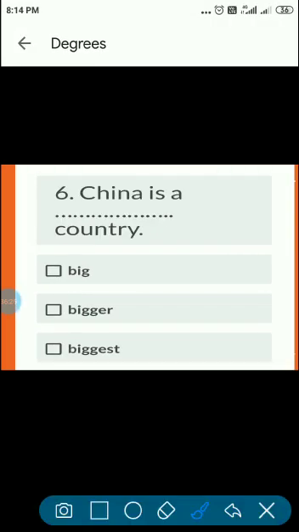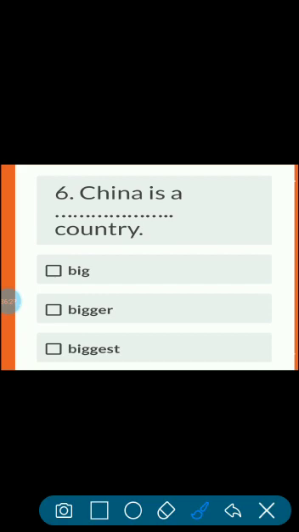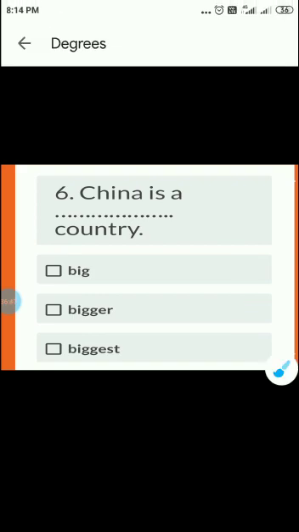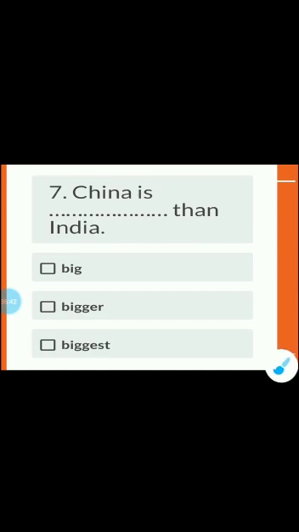Okay, let's move to the next. China is a dash country. China is a big country. China is a bigger country or biggest country. What do you think? Yes, it is big country. Why? Because we are talking only about China. There is no comparison with any other country. Okay, let's move to the next slide.